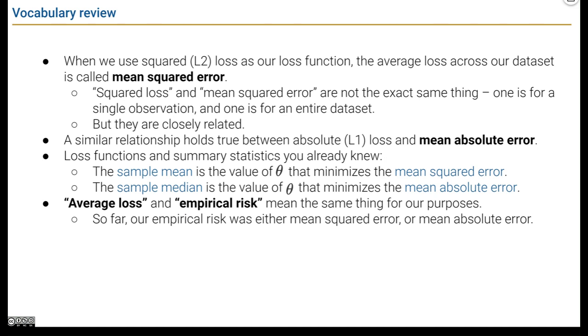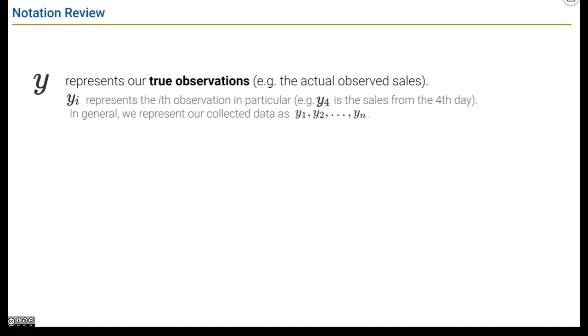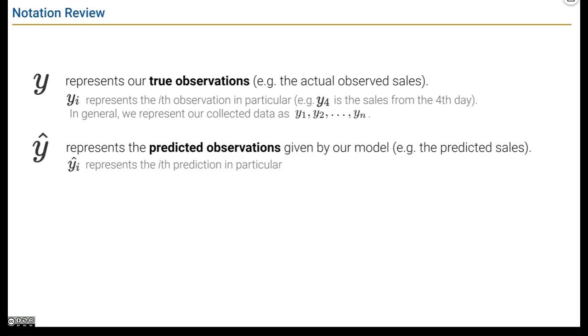And finally, I'm going to show you an overview of common notation that we're using in this class, just as a reminder. Our empirical risk could be the mean of any loss function across our data set. So typically we're just going to use Y to represent our dependent or our output, our true observations. Y hat is representing our predicted observations from our particular model.